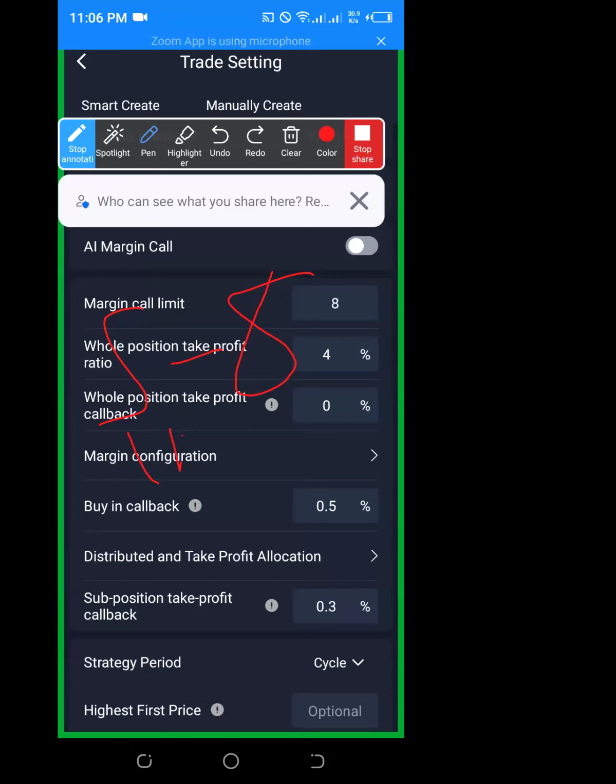Now the distribute and take profit allocation applies on the 5th call to the 8th call. These sub positions, the robot buys them and sells them separately. And each and every margin call from 5 to 8 has its own take profit ratio.